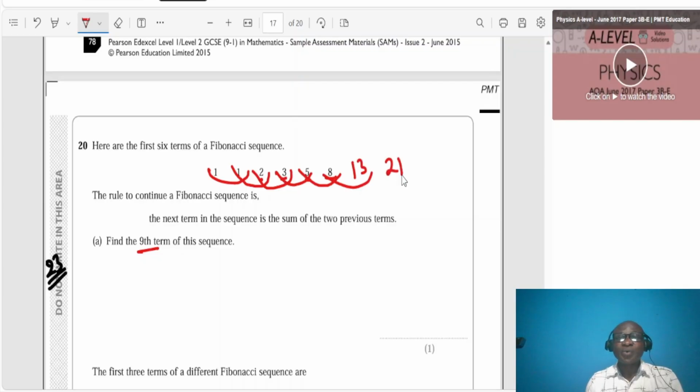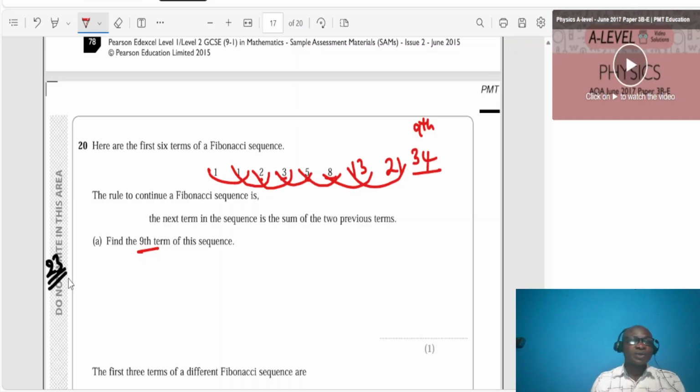So in 21. 20, 21. So let's count: 1, 2, 3, 4, 5, 6, 7, 8. We need the ninth one. So if I add this 13 and 21, I should get the ninth term, isn't it? Yeah. 13 plus 21 will give us 34.